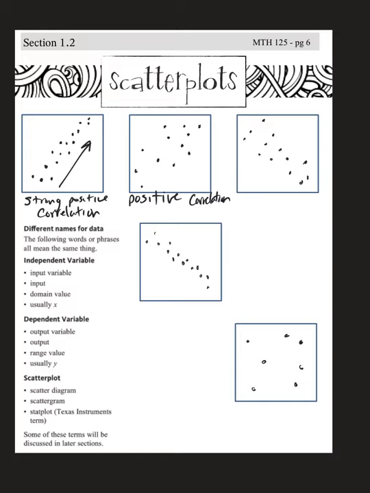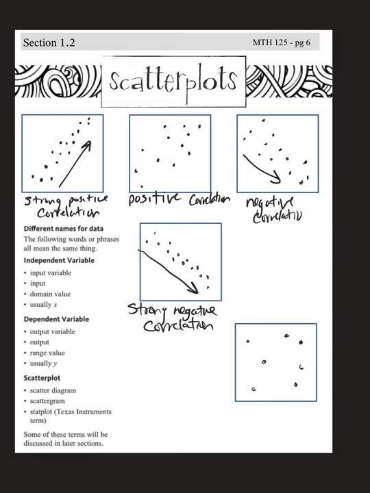This next one, notice this one's going downhill, just like the one below this. One of these is strong negative correlation. The other one is a negative correlation, not necessarily a strong one, so we'll just say this is negative. And a correlation is when you see a relationship between two variables.